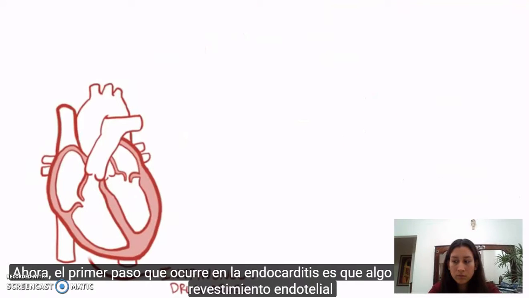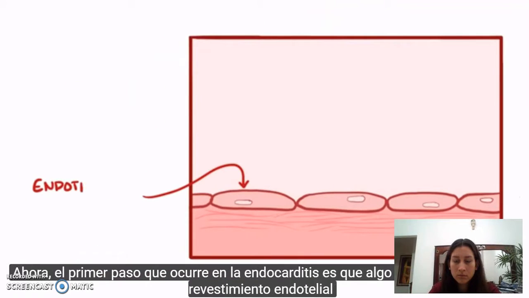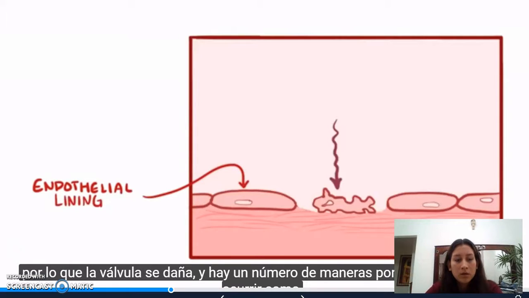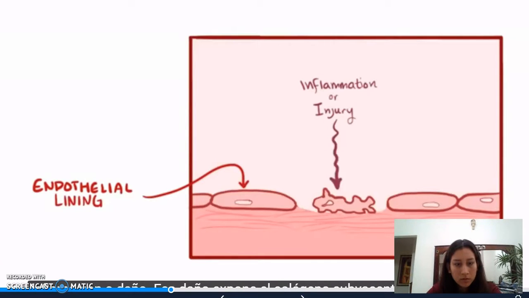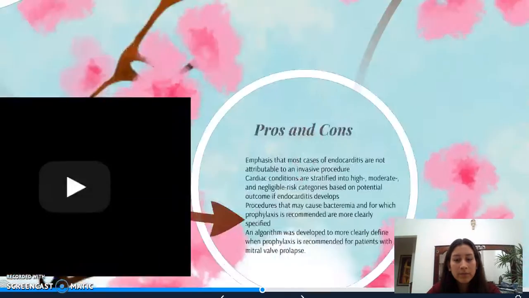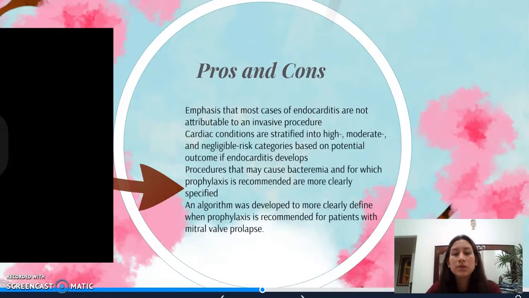Now the first step that happens in endocarditis is something causes the endothelial lining of the valves to get damaged. And there are a number of ways that this can happen, like previous inflammation or injury. That damage exposes the tissue. Then we have the pros and cons.